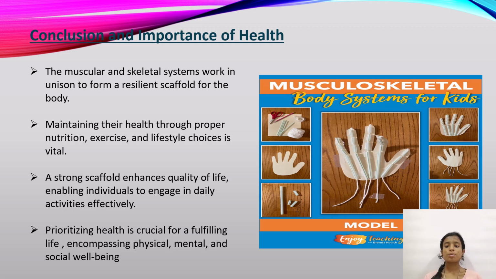Modeling all the types of body systems, like the muscular skeletal system, can be done for kids in different ways. A strong scaffold enhances quality of life, enabling individuals to engage in daily activities effectively. Prioritizing health is crucial for a fulfilling life, encompassing physical, mental, and social well-being. We recommend that kids adopt healthy changes to their lifestyle and exercise.